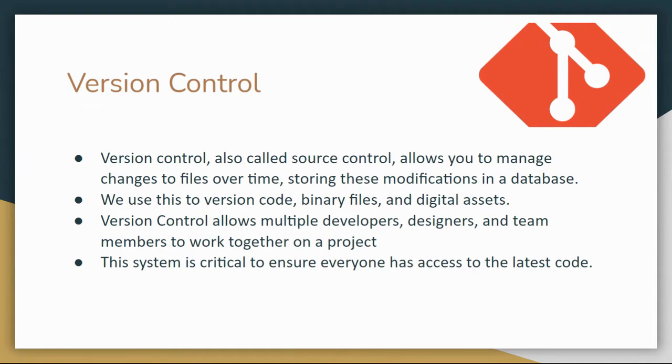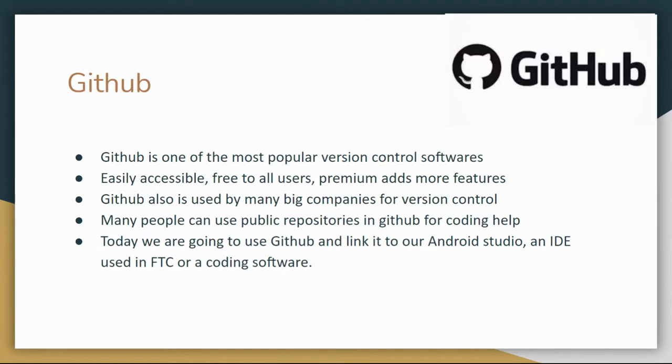Version control, also called source control, allows you to manage changes to files over time, storing these modifications in a database. We use this to version control binary files and digital assets. Version control also allows multiple developers, designers, and team members to work together on one project. This system is crucial to ensure everyone has access to the latest code.